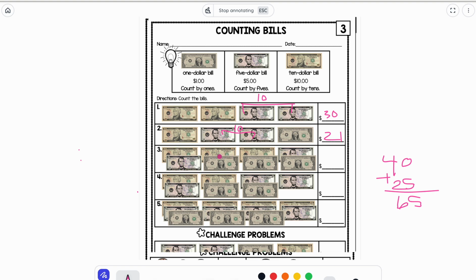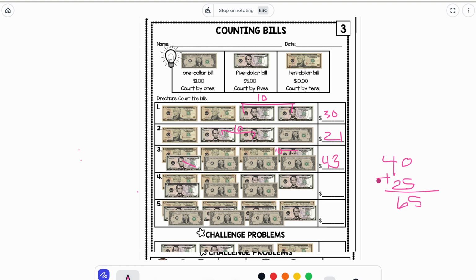Now, let's take a look at this next one. We've got 10, 10, 10, 5 and 5, 1, 1, 1. Okay. So once again, I know 5 and 5 is 10, so I'm going to pretend I have another 10 here. Now I'm going to count by 10s. 10, 20, 30, 40, 41, 42, 43.